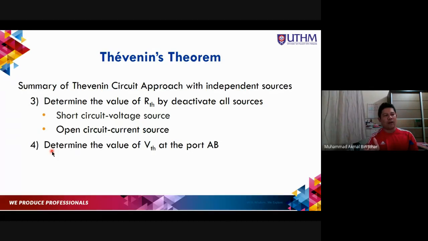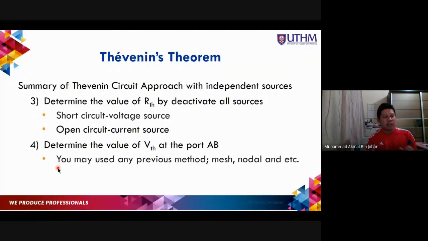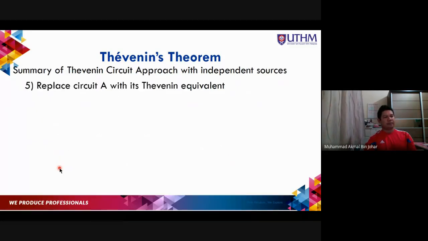So, the next step is we determine the value of voltage Thevenin at the port. We need to put back all the independent sources back into the circuit, and then we try to determine the value of V Thevenin at the port AB. So how to determine that? Now we can use any previous method like mesh, nodal, superposition and so on to determine the value of voltage Thevenin at port AB. Well, the most important thing is we need to look from the point of view of port AB.